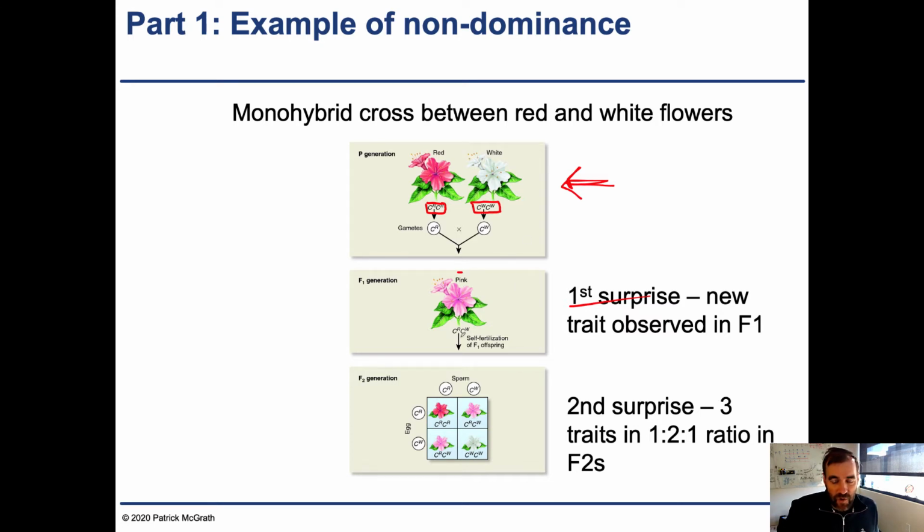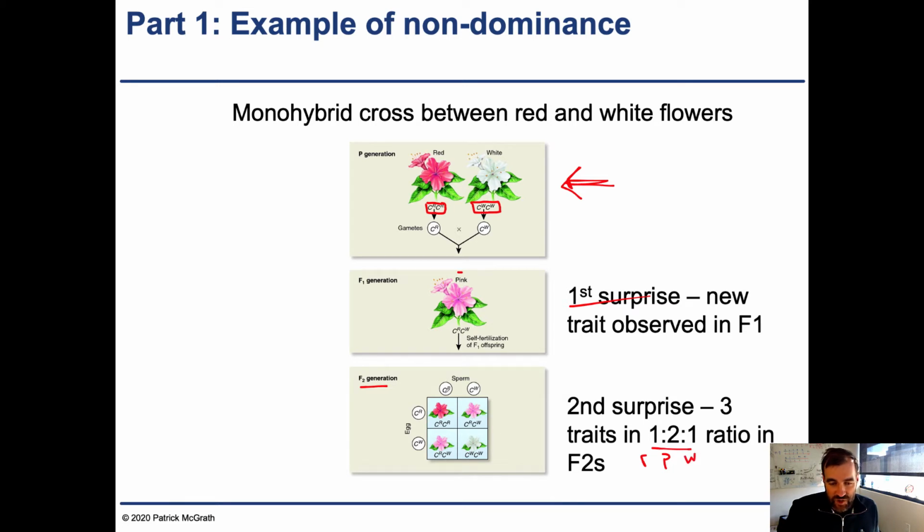If we go on and do an intercross, the same way Mendel did, where we took the heterozygotes and self-fertilized them to create an F2 generation, what they found was a 1 to 2 to 1 ratio in the F2s. One quarter of the progeny was red, two quarters of the progeny was pink, and one quarter of the progeny was white.